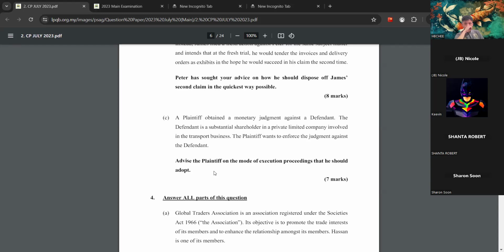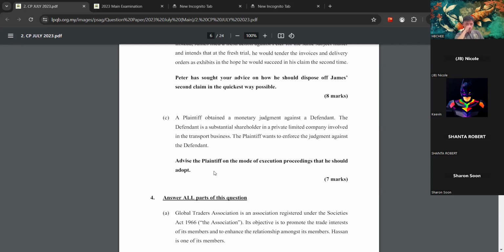Okay, Order 50 is correct, charging order, because a charging order is when you want to attach the shareholding or the security or bonds held by the defendant in the company or the stock market. So Order 50 is correct. But I think I have answered this question as well. That time, just a brief explanation on the limitation.